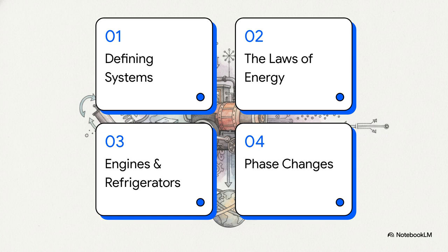So here is our quick roadmap for today's explainer. First, we'll define thermodynamic systems. Second, we'll cover the laws of energy. Third, we'll look at engines and refrigerators. And finally, number 4, understanding phase changes. Let's get right into it.